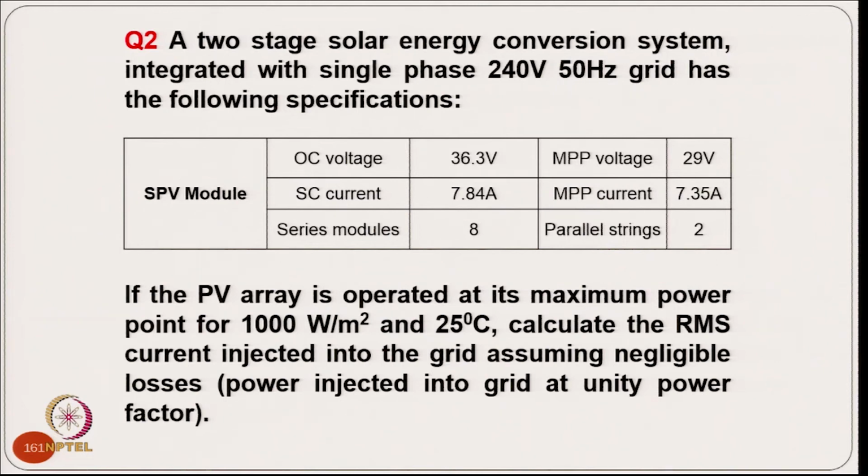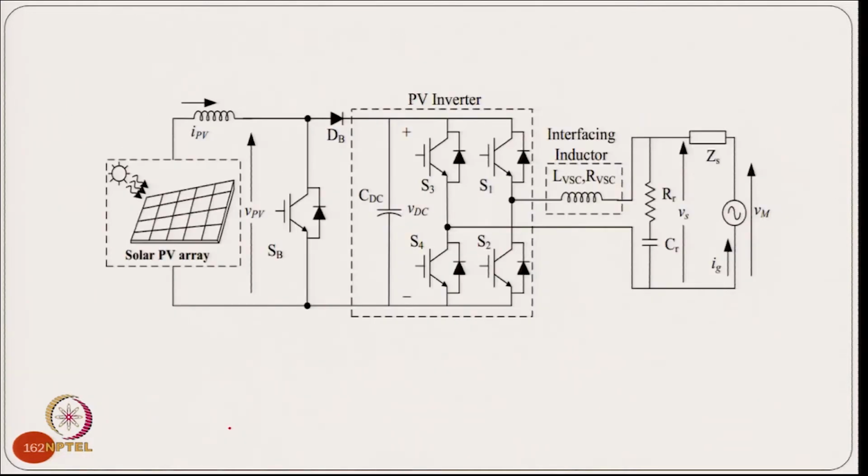So, coming to question number 2: a 2-stage solar PV conversion system integrated with a single phase supply of 240 volt 50 hertz. The PV module has an open circuit voltage of 36, the short circuit current is 7.84, and the series modules are 8. The MPPT voltage is 29 volt per module, the MPPT current is 7.3, and 2 strings are connected in parallel. The PV array is operated at maximum power at 1000 watt per meter square and 25 degrees Celsius. Calculate the RMS current injected into the grid, assuming negligible losses and power injected in the grid at unity power factor. This is a typical system, and we want to calculate the current here.